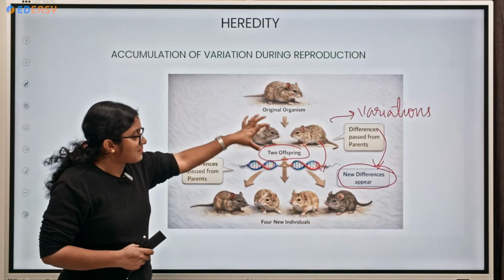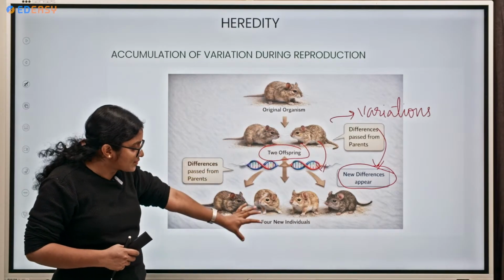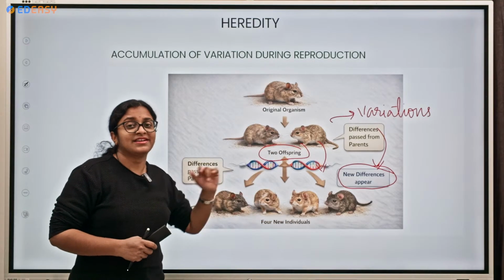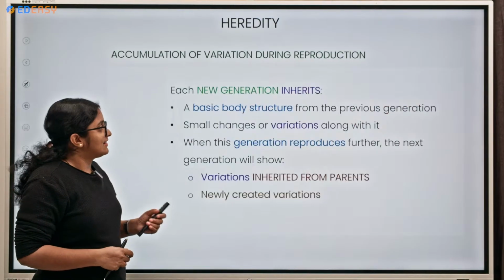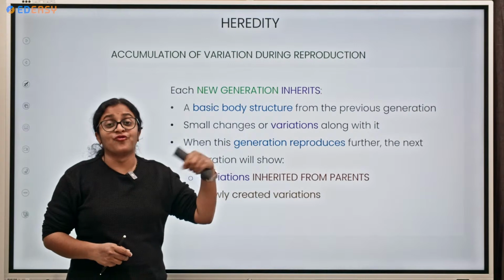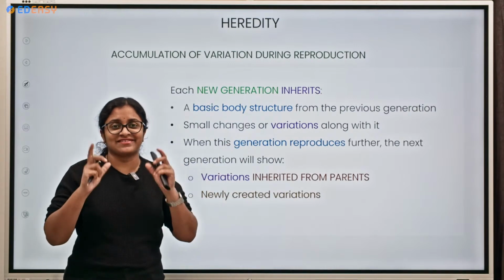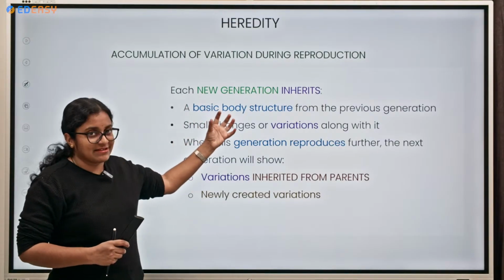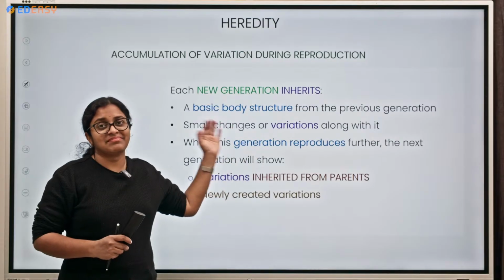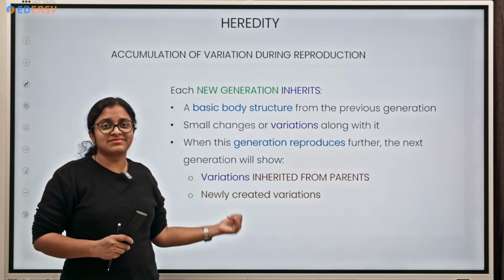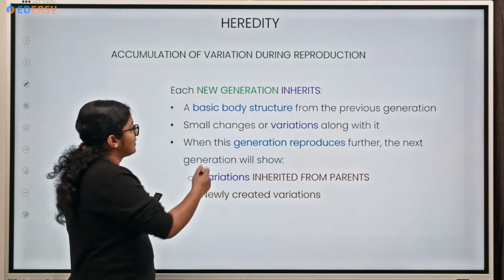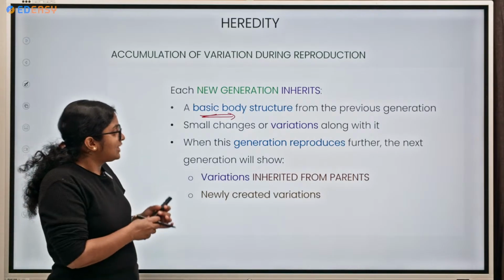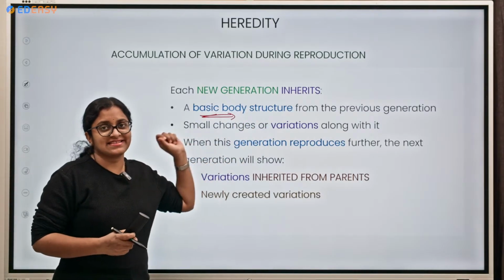So the differences are being passed from where? From parents to the new individuals, and new differences are appearing in these new individuals. Now, what is each new generation inheriting? This will be the question for us. The answer is that each new generation is having the basic body structure. Of course, the mouse will be like a mouse only, right? From the previous generation, it is having the basic body structure. But along with it, small changes or variations are coming.